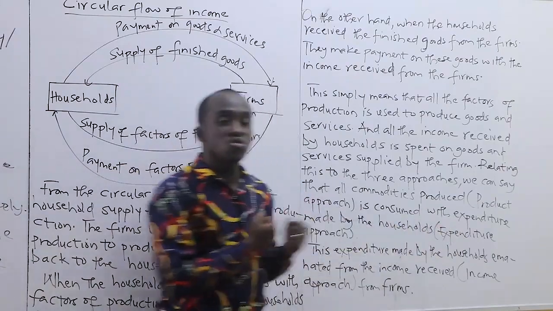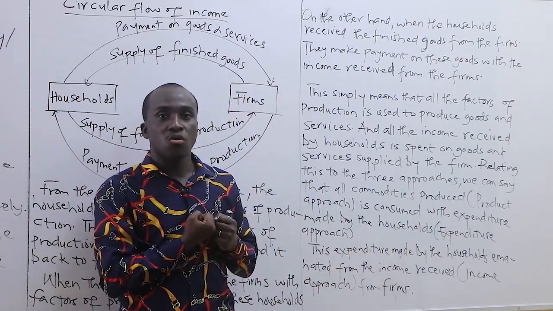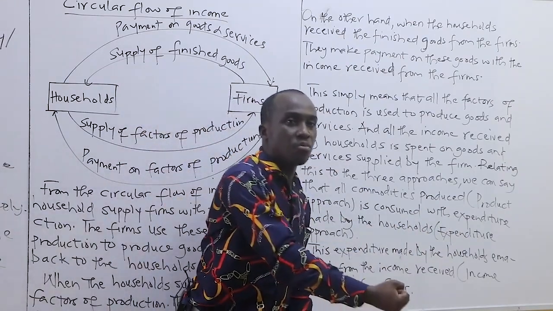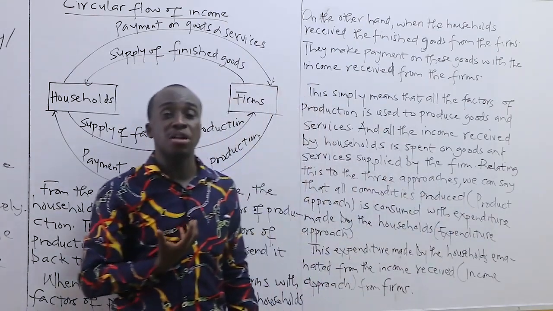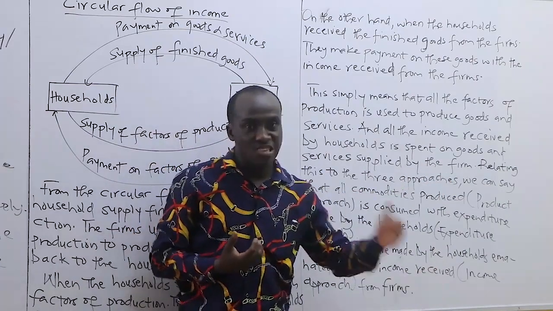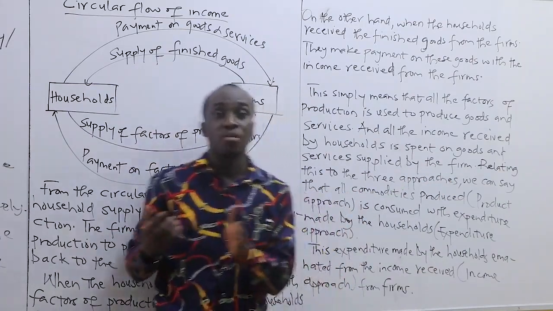All the goods produced, product approach, consumers spend on it. That's the expenditure approach. What do they spend from? They spend it from the income they receive from the firms. So the product approach should be equal to the expenditure approach, and the expenditure approach should be equal to the income approach.